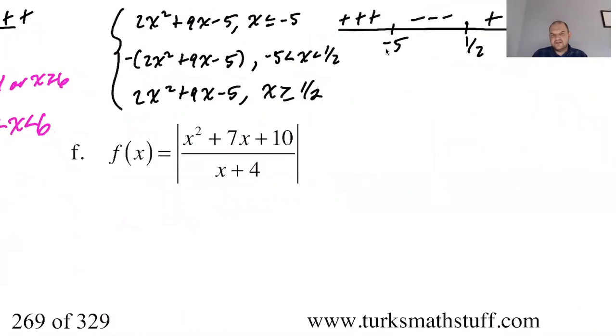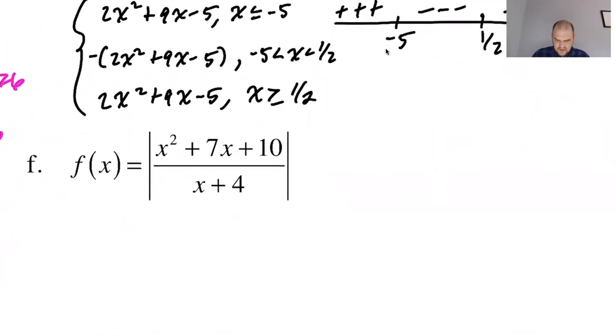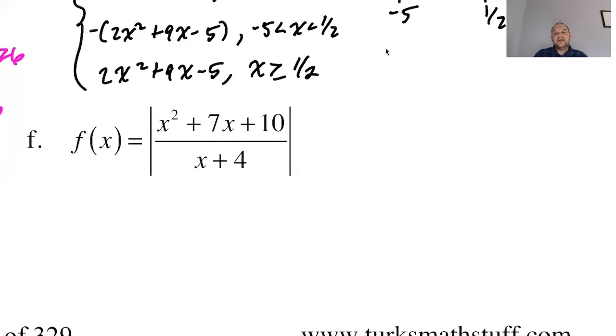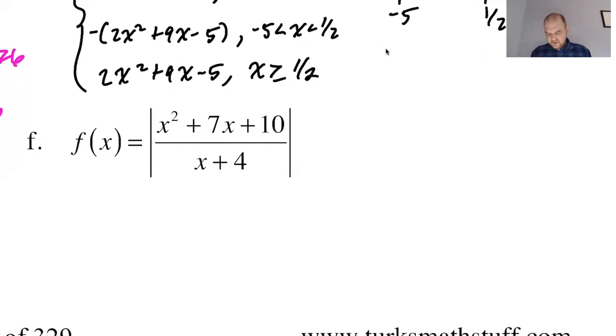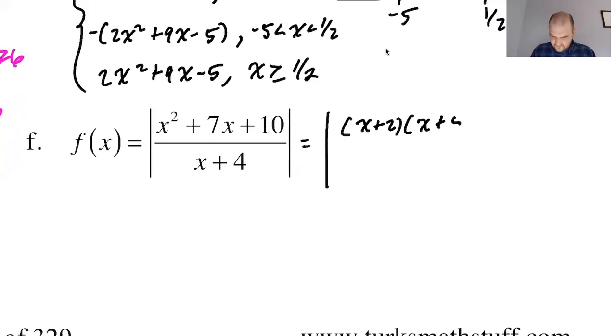This just combines the last 2 problems, basically. So -4, woo! -4 will never work, but I need the 0 of everything. So first, still an absolute value, I'm going to factor. X plus 2, x plus 5.